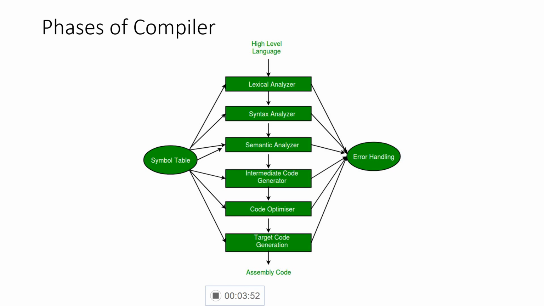It is going to take the source code as an input and convert it into tokens. Syntax analyzer takes the input in the form of tokens and converts it into the parse tree. Semantic analyzer takes the input as parse tree and converts it into the abstract syntax tree. Intermediate code generation takes the input as abstract syntax tree and generates the intermediate code. The code optimizer tries to reduce the lines of code, and target code generation generates our assembly code. All the 6 phases of compiler are handled by either the symbol table or the error handling.